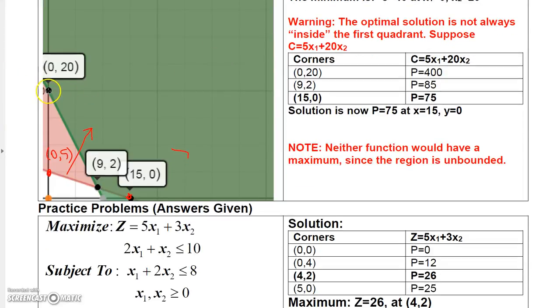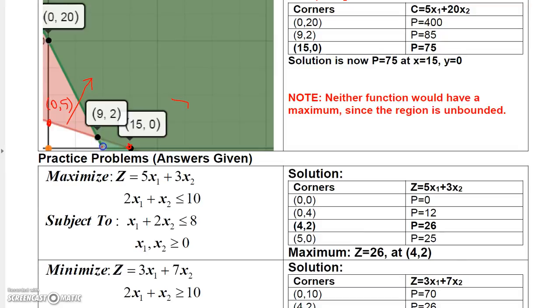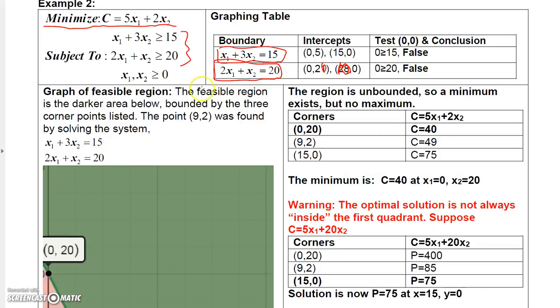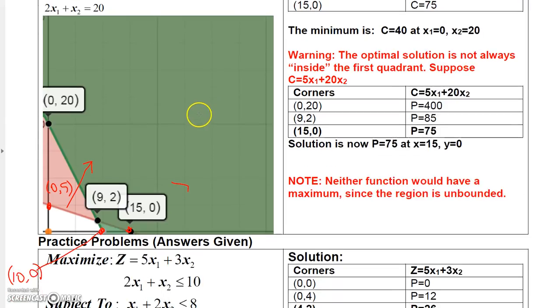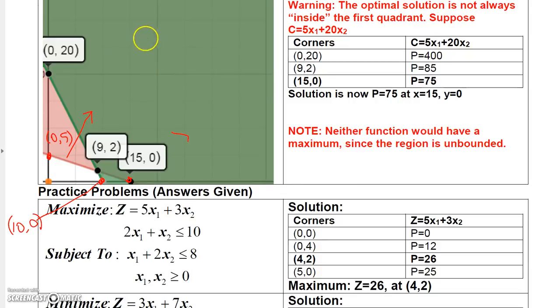So here's 0, 20, and this point right here is the point 10, 0. Then I would draw the line to connect those 2 points, 0, 20, and 10, 0. If I plug 0, 0 into this, I get 0 is greater than or equal to 20, which of course is a false statement. So therefore, I would shade above this line. I would shade everything out here.